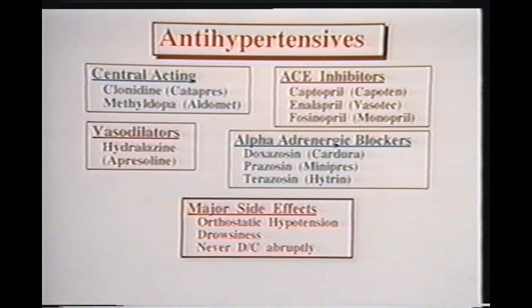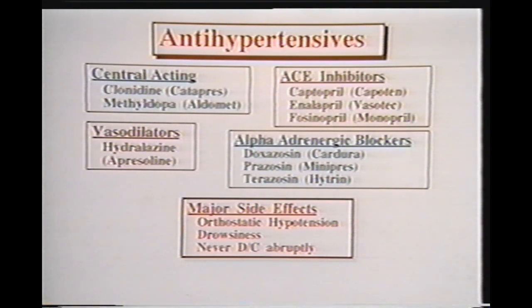We might also have vasodilators like hydralazine or minoxidil. Acts right on the smooth muscle of the blood vessels. We might see alpha adrenergic blockers, and these are the zosins, drugs like doxazosin, which is Cardura. Minipress is a very common one, prazosin. But they all have that giveaway part with the zosin in their name.